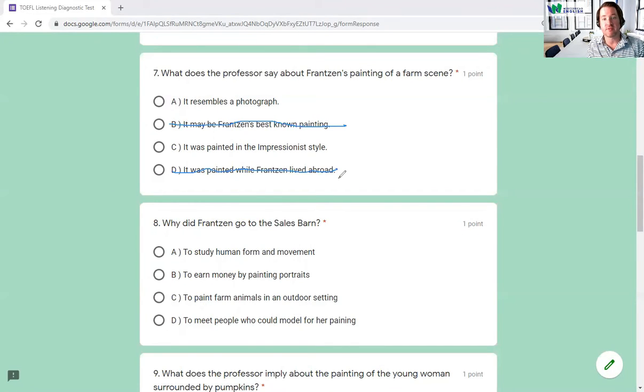Now we get to the 50-50 choice. Is it A, resembles a photograph, or B, it was painted in the Impressionist style? And for this one, they talk about the sales barn and the farm scene and mention that it was using a lot of the Impressionistic style. So the answer there is going to be C.